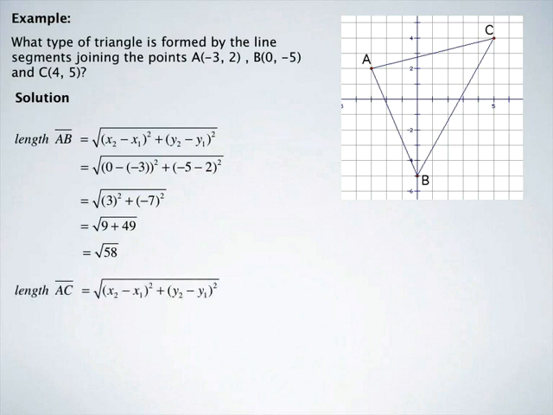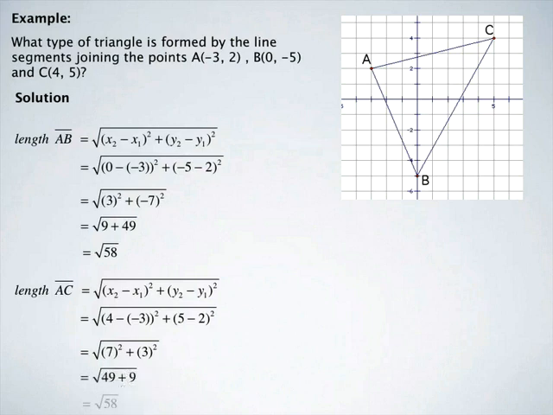Checking the length of side AC, we again use the same formula, only this time we use different values for x1 and x2. In this case, x2 is 4, x1 is negative 3, y2 is 5, y1 is 2. So 4 subtract negative 3 is 7, 5 subtract 2 is 3. 7 squared is 49, plus 3 squared is 9, giving us again a side length of the root of 58.